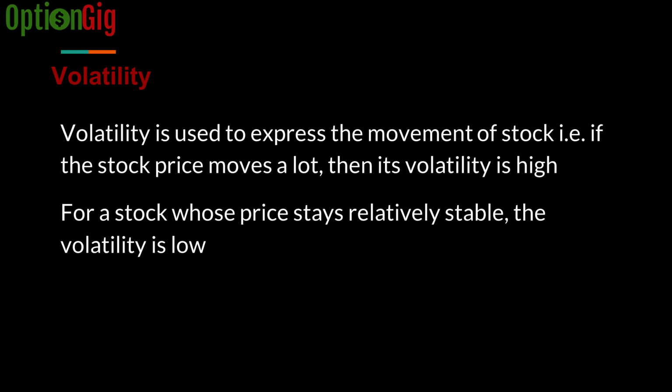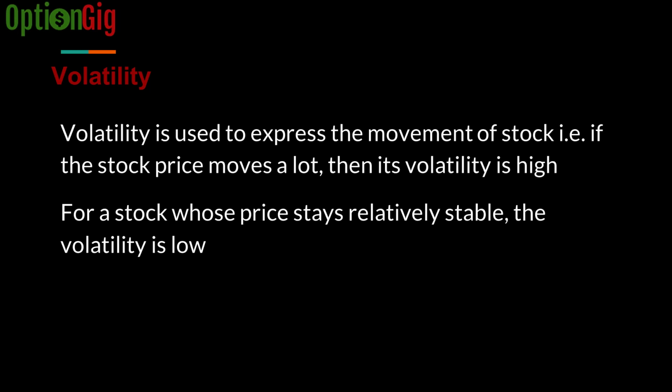Let's take an example. Let's say a stock like Tesla is prone to large movements up or down. Please remember, volatility does not tell us the direction of the movement of the stock price. It only talks about the magnitude of the movement of the stock price.